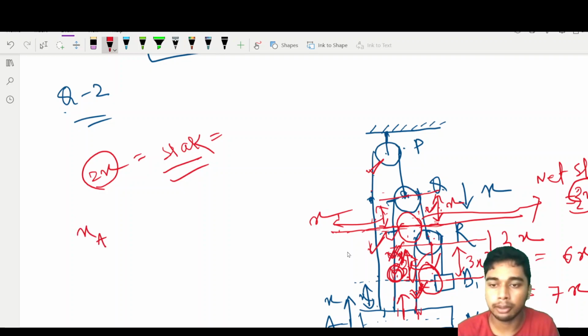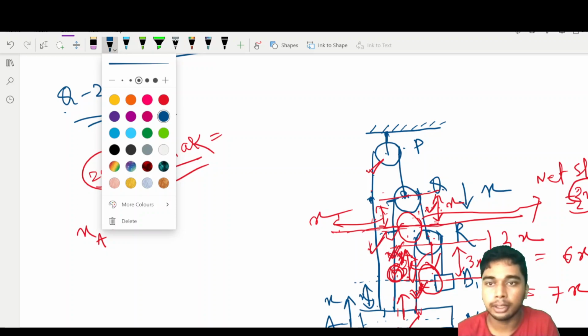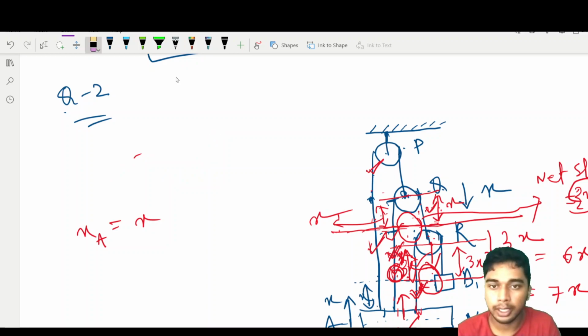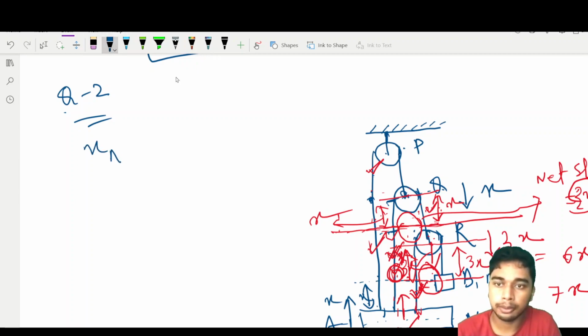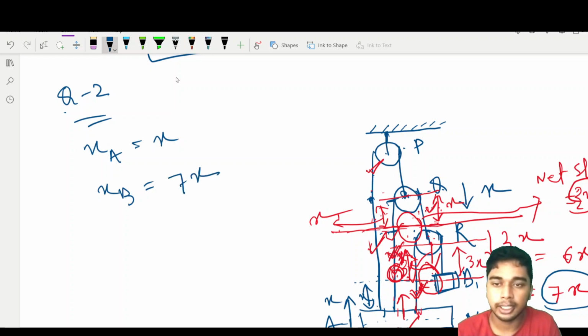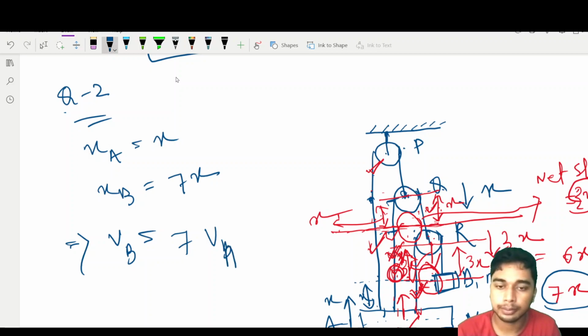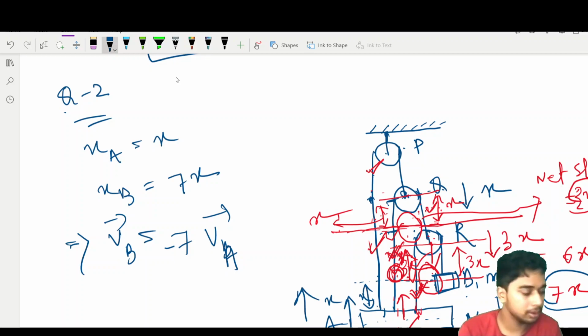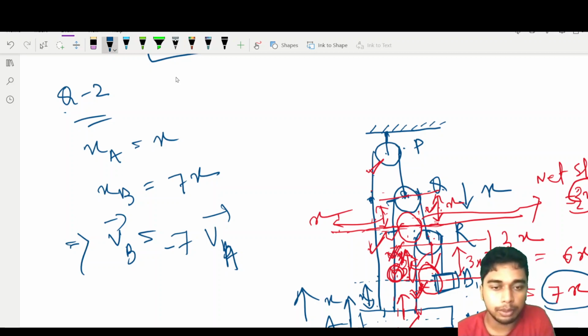So I can write the displacement of block A as x, and I found that the displacement of block B, xb, is 7x. Correspondingly, I can write the velocity of B is equal to 7 times the velocity of A. And obviously it is in the opposite direction, because here as the block moves up, block B moves down by 7 times. So this was all about a moving pulley.